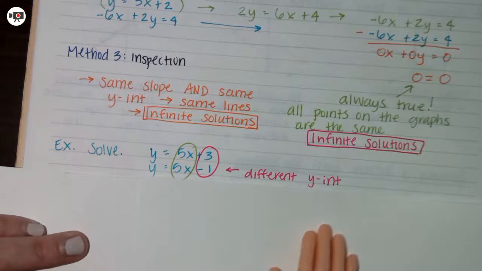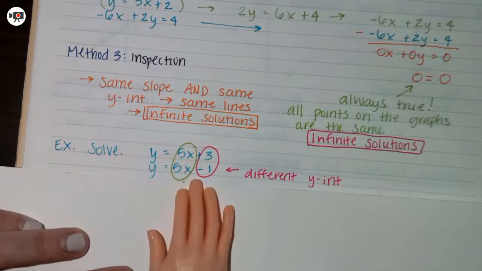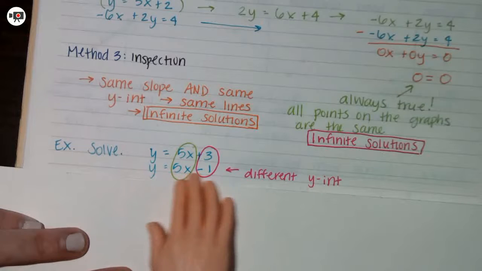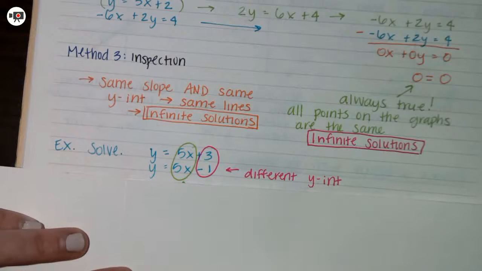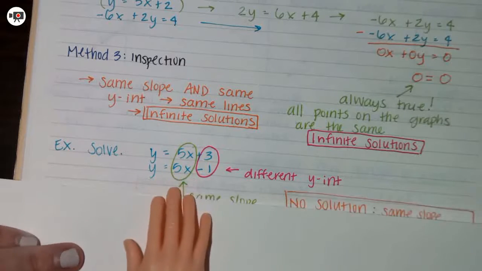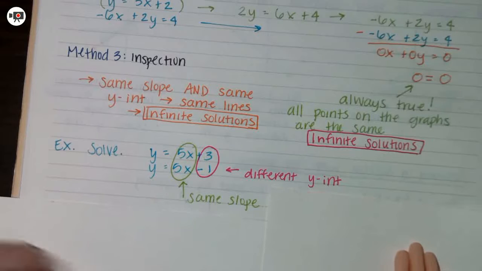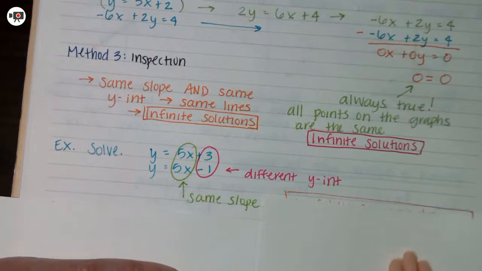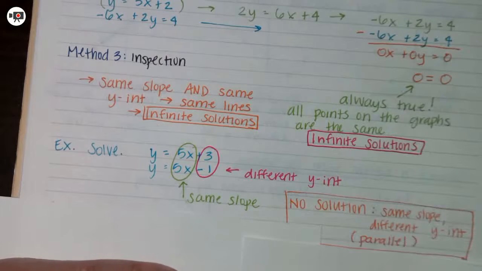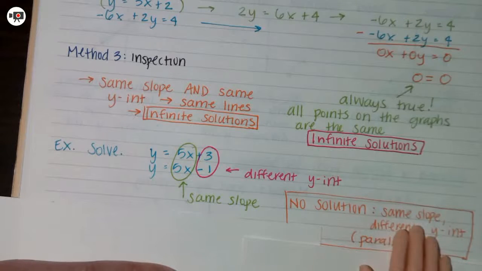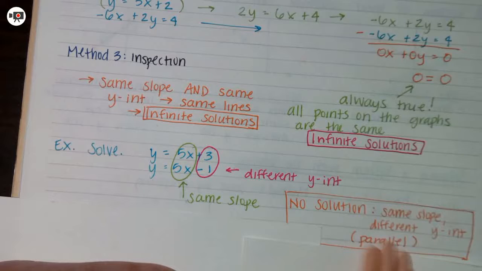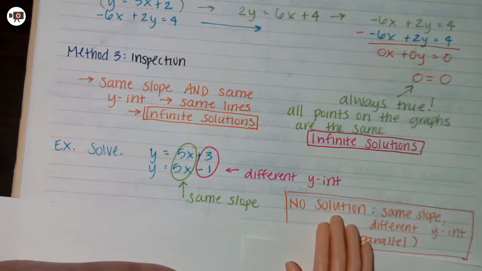Look at this example, y equals 5x plus 3 and y equals 5x minus 1. These have the same slope, but different y-intercepts. That means there is no solution because they have the same slopes, different intercepts, and therefore they are parallel lines. Parallel lines have no solutions.